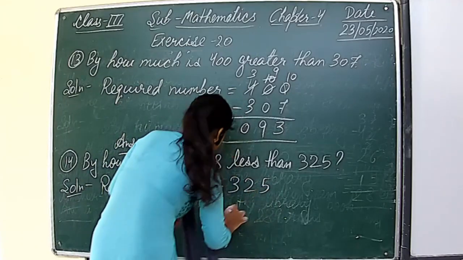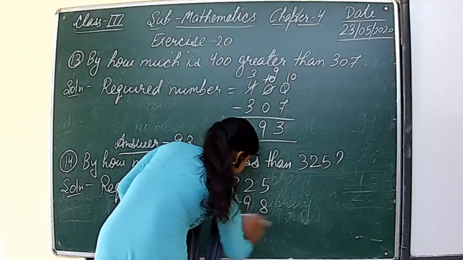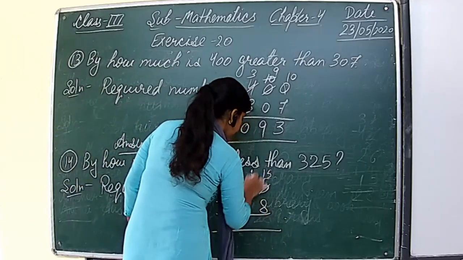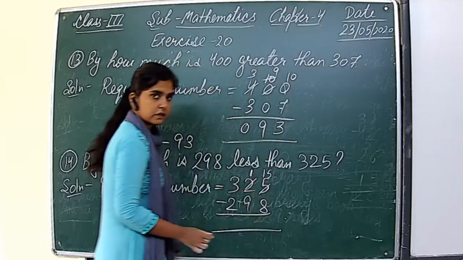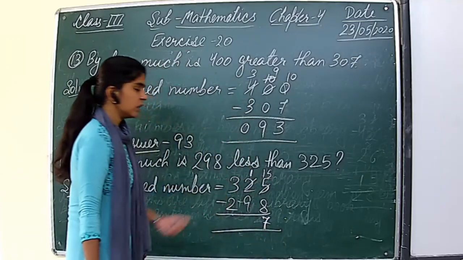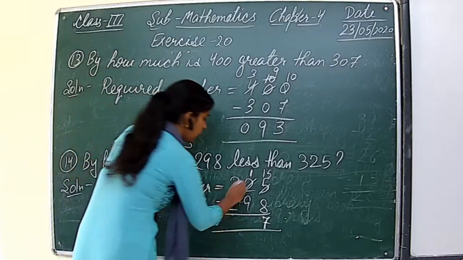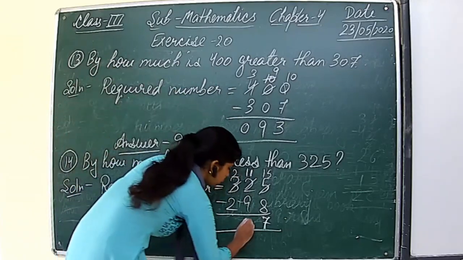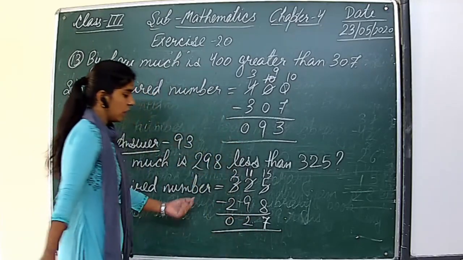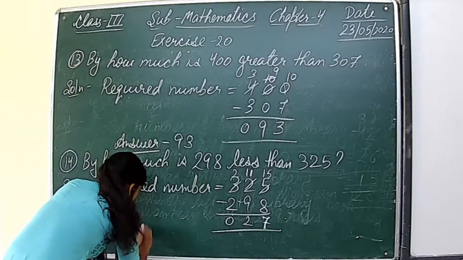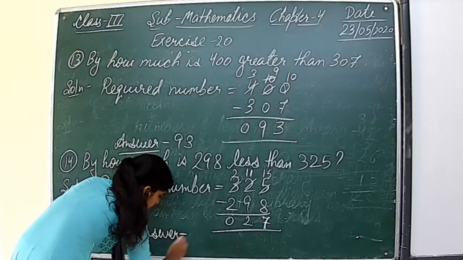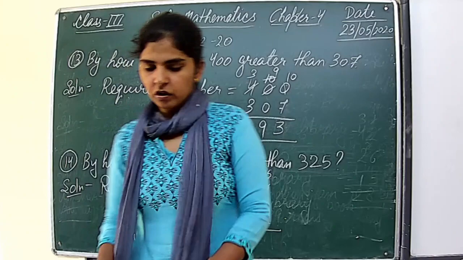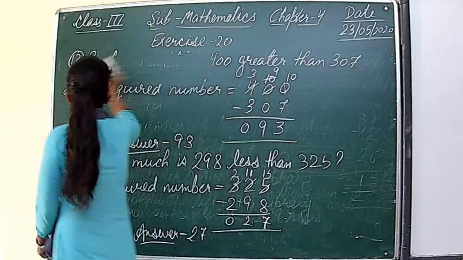325 minus 298. 5 minus 8 is not possible, so we will take one borrow, it will become 15 and it will become 1. 15 minus 8, 7. 1 minus 9 is not possible, so we will take one borrow, it will become 2 and it will become 11. 11 minus 9, 2, and 2 minus 2, 0. So the result is 27. After that we will write the answer. Answer is 27. Okay.